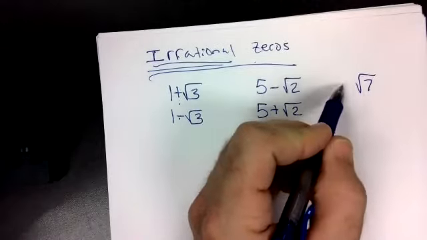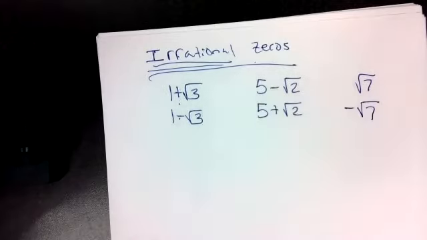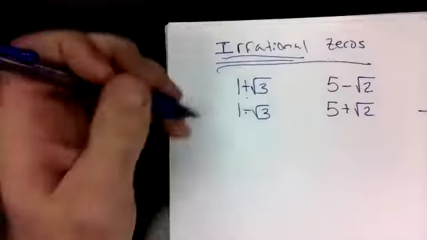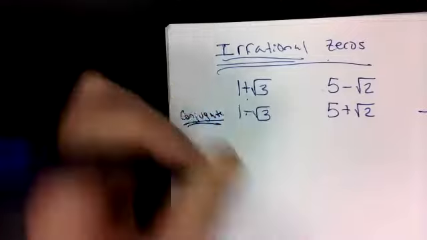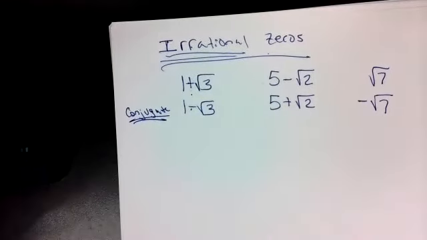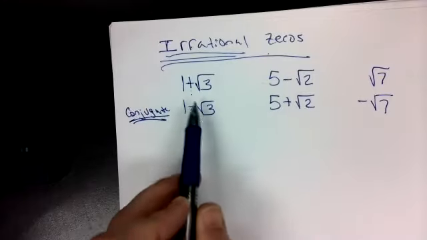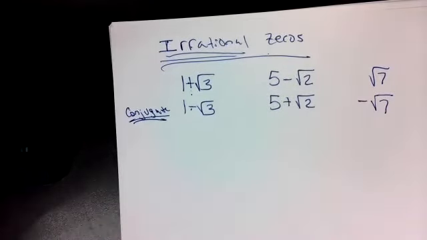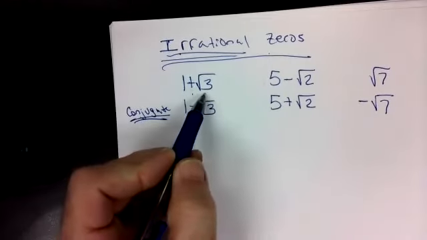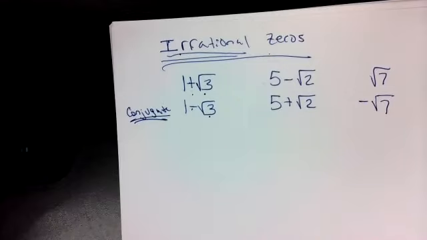Square root of 7 is kind of like saying 0 plus square root of 7. So then that's going to also go with the minus square root of 7. These are what is called the conjugate, which is just a fancy way of basically saying the exact same thing, just with a different sign. Plus to minus, minus to plus, plus to minus. And irrational zeros, again, always come in pairs. So if you have an irrational zero, you're always going to have the conjugate, assuming you did things correctly.